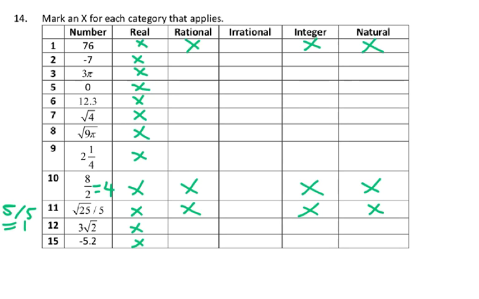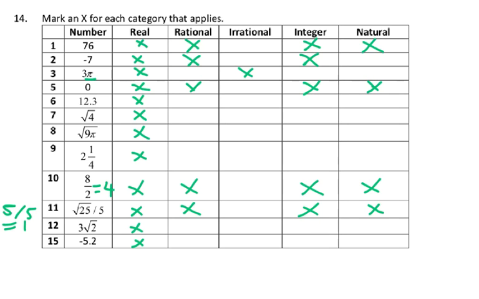For -7, we know that the smallest set is the integer, which means that it's also a rational number. 3 pi, now we know pi is irrational, so the whole number is going to be irrational. 0 we count as a natural number in our grade 9 curriculum.